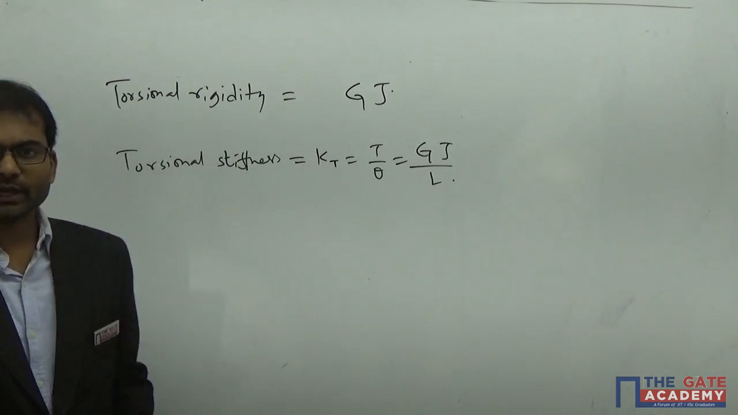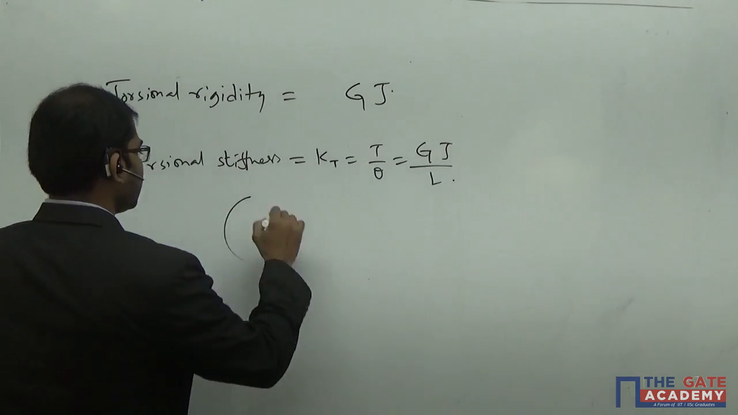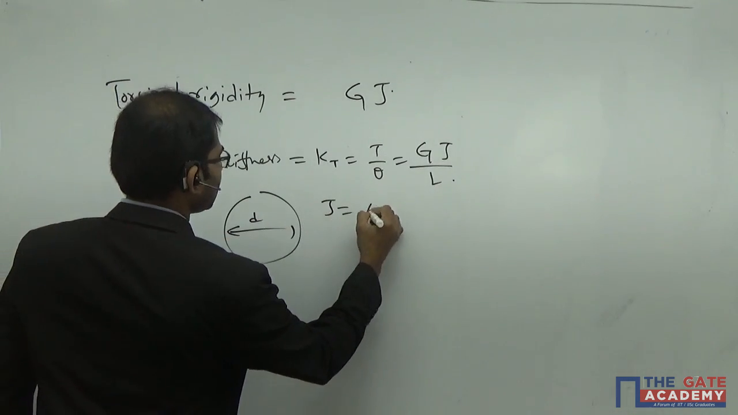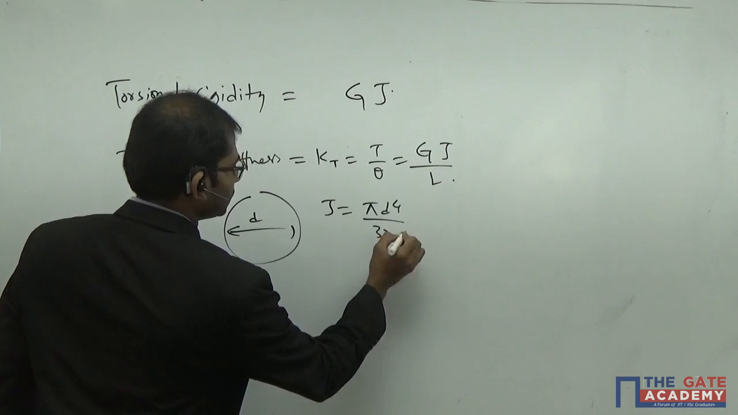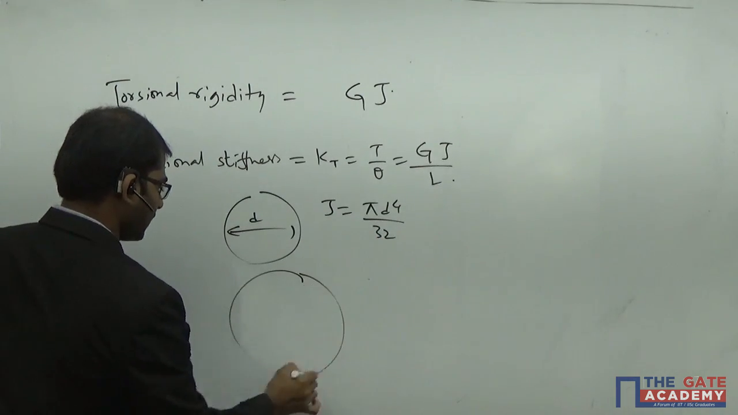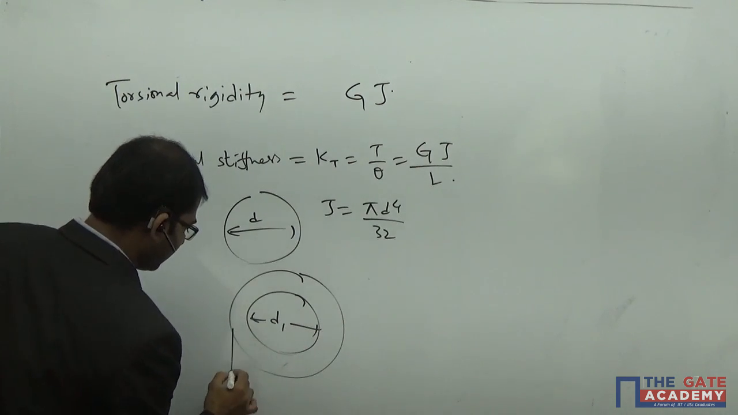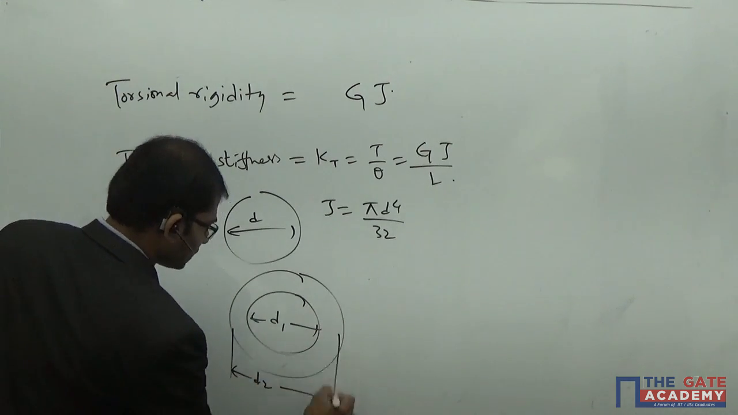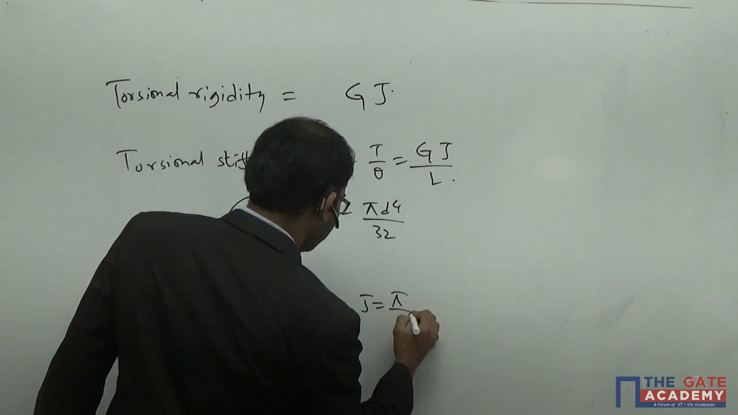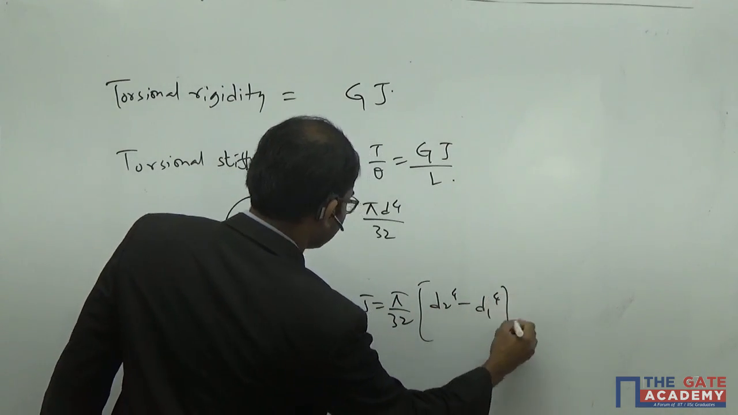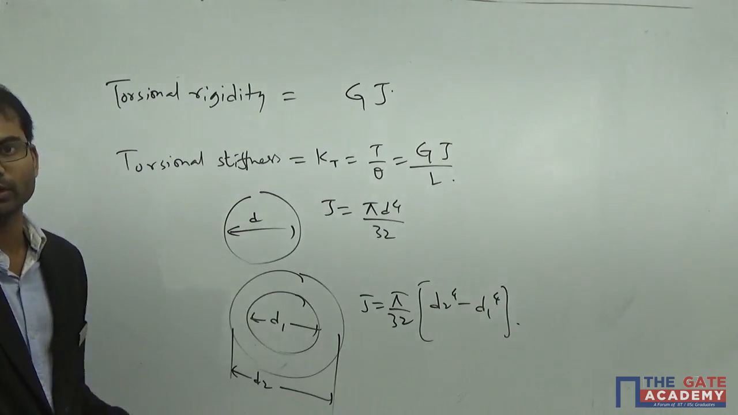I hope you know the values of J. For a circular shaft of diameter D, J is given by pi d to the power 4 by 32. If you have a hollow shaft, with internal diameter D1 and outer diameter D2, J is equal to pi by 32 whole into D2 to the power 4 minus D1 to the power 4. I hope you know all these formulae.